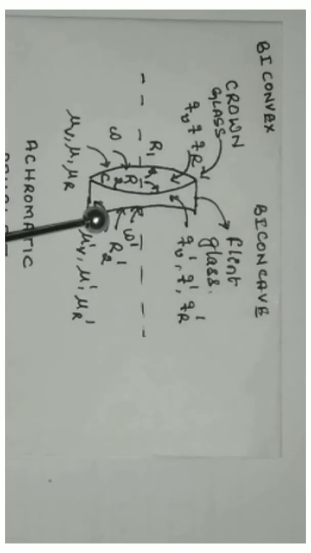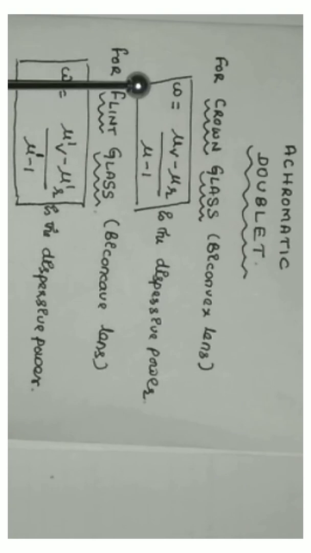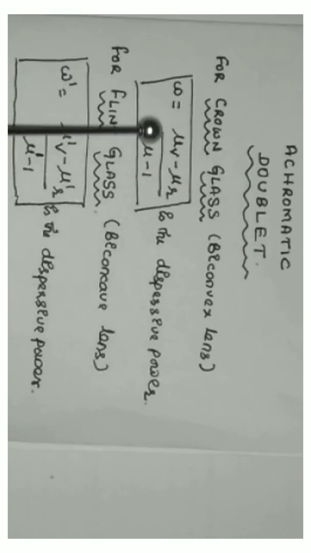Now let us understand this. For the achromatic doublet, for crown glass of the biconvex lens, the dispersive power is omega, which is equal to (mu v minus mu r) by (mu minus 1). For flint glass of the biconcave lens, omega dash is equal to (mu dash v minus mu r dash) by (mu dash minus 1), which is the dispersive power for the flint glass. These are the dispersive powers of the crown glass and flint glass respectively, which we can use to determine the further values.